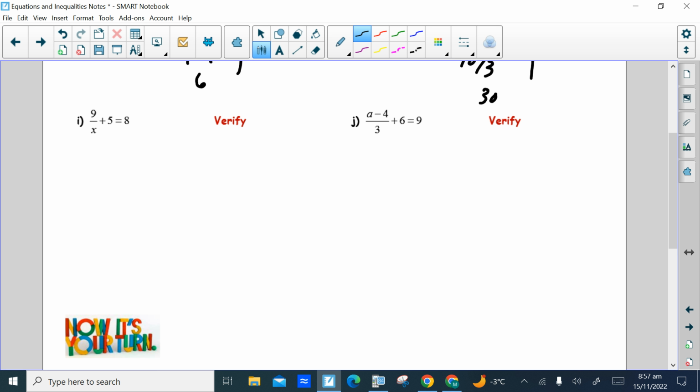Question I. First step, Courtney. Subtract 5 from both sides. You agree with that, Shyla? Sure. Before we can get the x by itself, we have to get the 9 over x by itself. Hooked onto that is a plus 5. The opposite of adding 5 is subtracting 5, which we do to both sides. So that gives us 9 over x on the left equaling 8 take away 5 is 3.